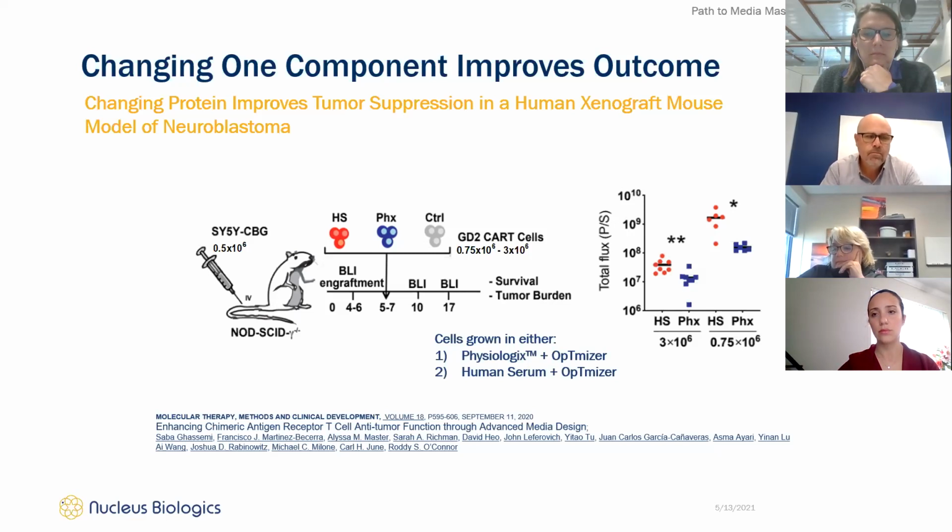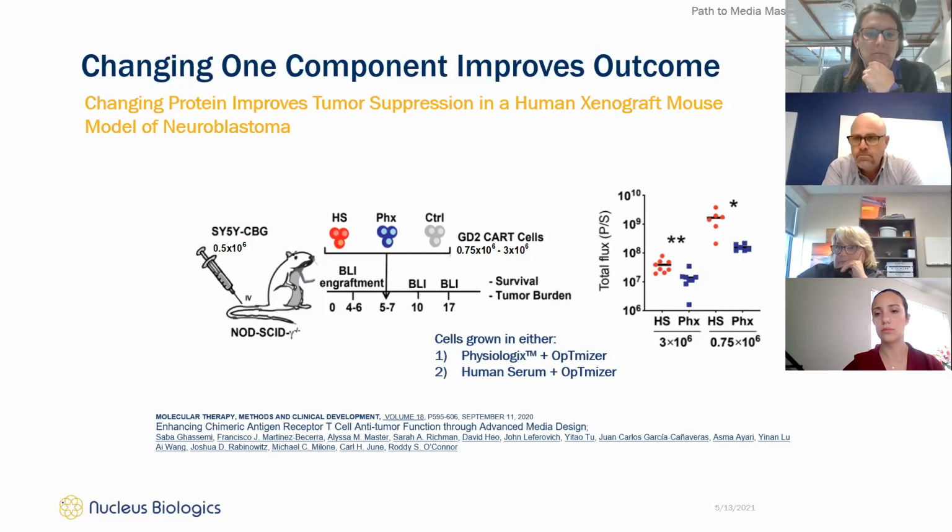We had mice and we injected tumor cells into these mice, and we had two groups that we compared with each other. One group was CAR T cells that were expanded in media that contains serum, and one group was cells that were expanded in media containing physiologics. And we saw that there is a dramatic impact in the efficacy of CAR T cells.